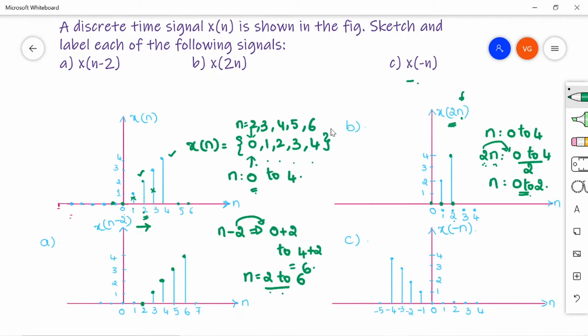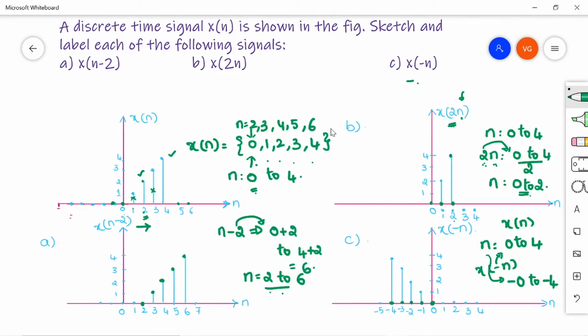So this is simply the symmetry about your y-axis. Along the y-axis you can draw the symmetry, as n has the range from 0 to 4 for x of n. Then for x of minus n, the n range will be obtained by multiplying both limits by minus, so this will be minus 0 to minus 4. That means your x of minus n will have the range from 0 to minus 4. Right? So just take the mirror image along your y-axis.